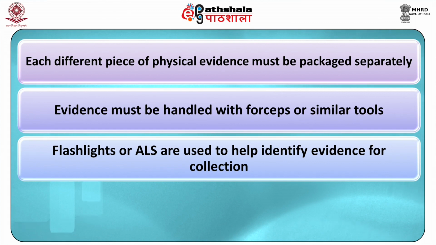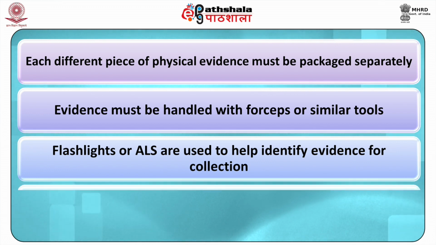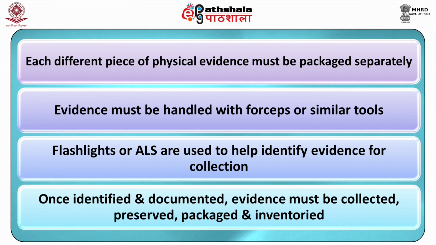Flashlights or alternate light source, that is ALS, are used to help identify evidence for collection. Once identified and documented, the evidence must be collected, preserved, packaged and inventoried in preparation for submission to the crime lab. Reference or standard samples should be collected from relevant persons or from the scene and are used for comparison. Disposable gloves are always worn and often changed to protect evidence from contamination.